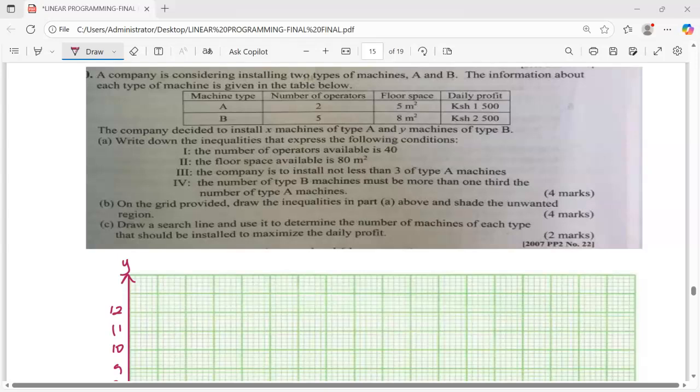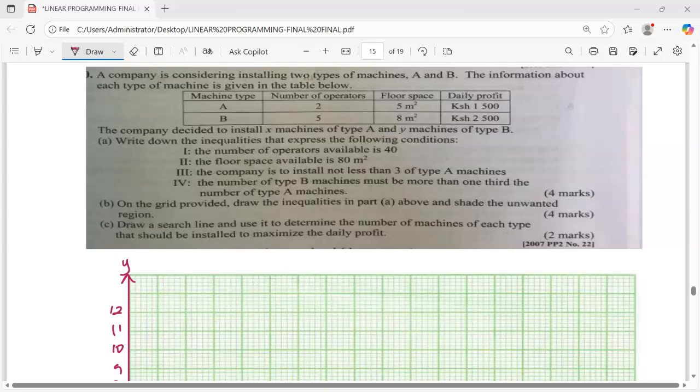This is KCSE 2007 paper 2 number 22, linear programming, and the question reads: a company is considering installing two types of machines, A and B. The information about each type of machine is given in the table below. We have the type of machine, that is A and B, the number of operators, the floor space that is covered, and the daily profit generated from the assignment. The company decided to install X machines of type A and Y machines of type B.